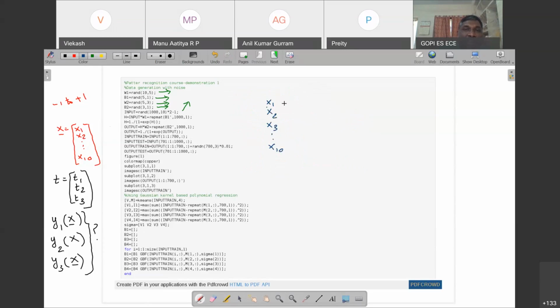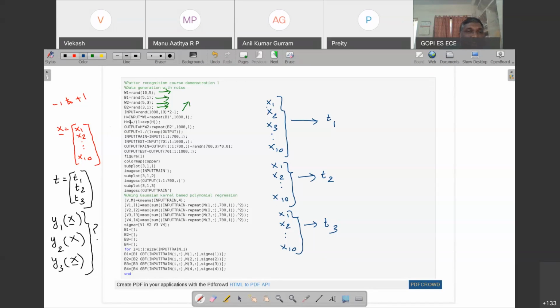So these 10 inputs end up with one observation, which is T1, and then x1, x2, and so on up to x10, the same elements, end up with the second observation T2. Then we have x1, x2, and so on up to x10, and we get the observation T3. Like that, the data are collected.